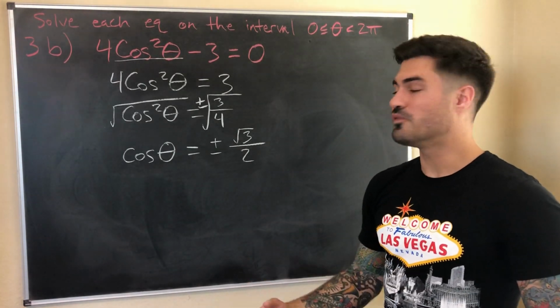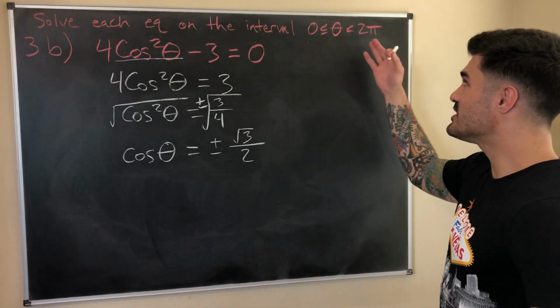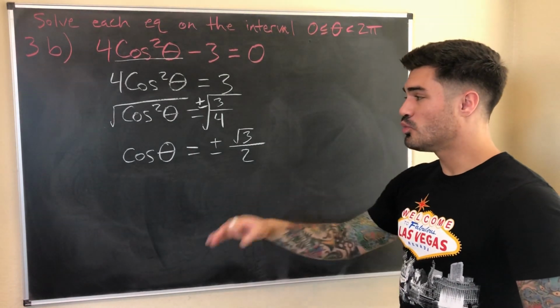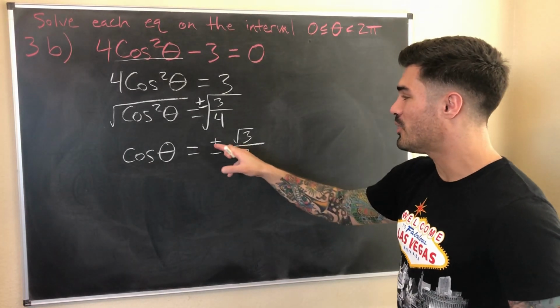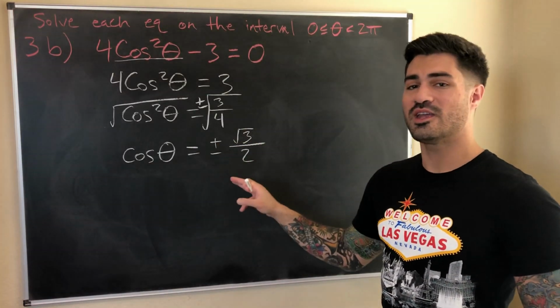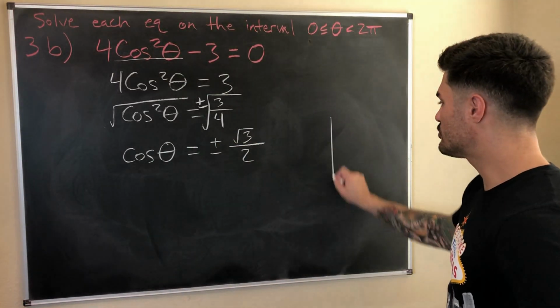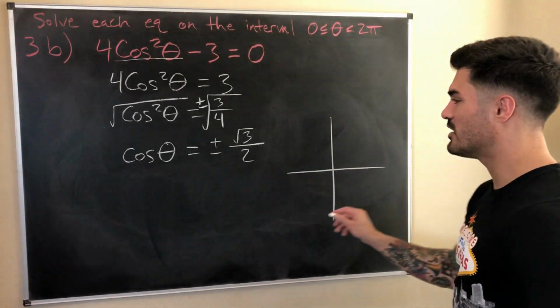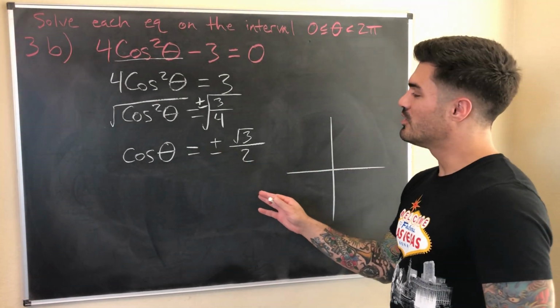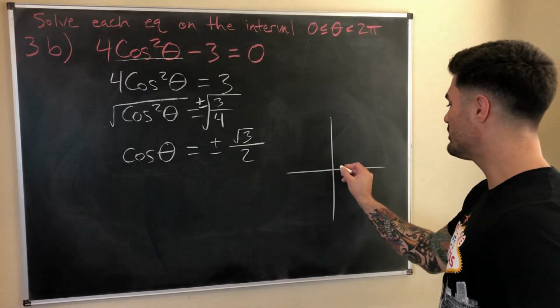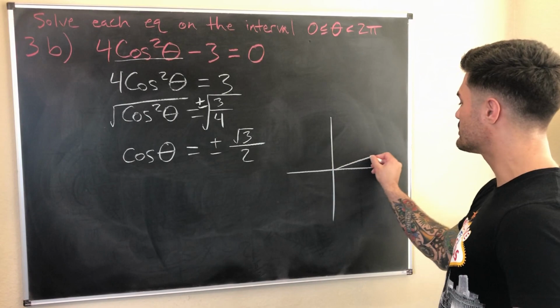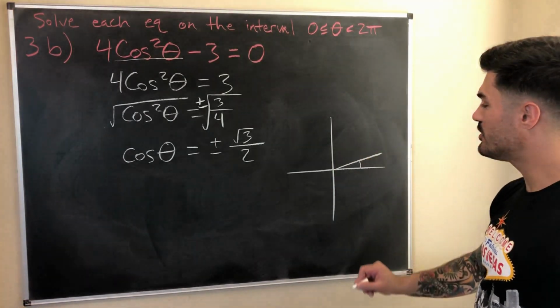So really what we're looking for are angles in this interval between 0 and 2 pi, where when we take those angles and plug them into our cosine function, we get either positive root 3 over 2 or negative root 3 over 2. So let's draw a little picture here, and let's think about what kind of reference angle we're dealing with. Well, I know that the cosine of pi over 6 is root 3 over 2. So that's going to be our reference angle, pi over 6, okay? So this is our reference angle here.